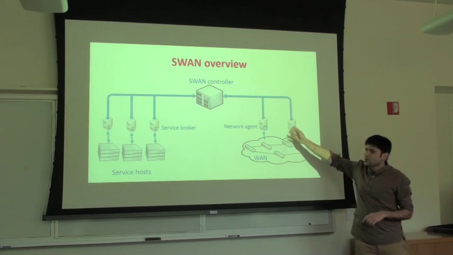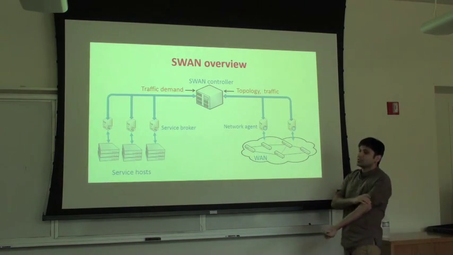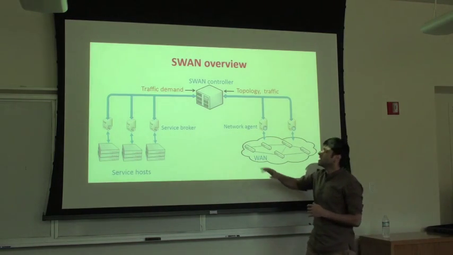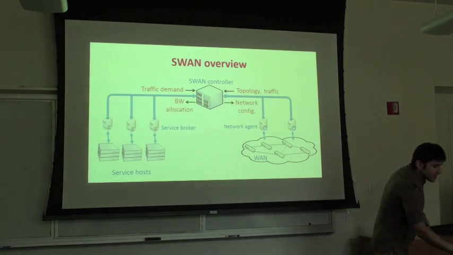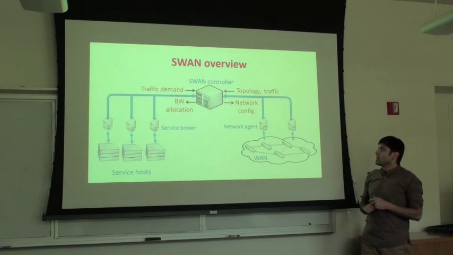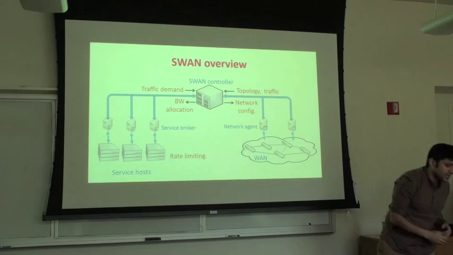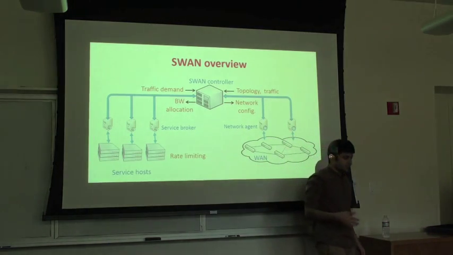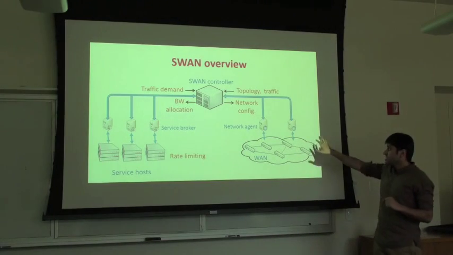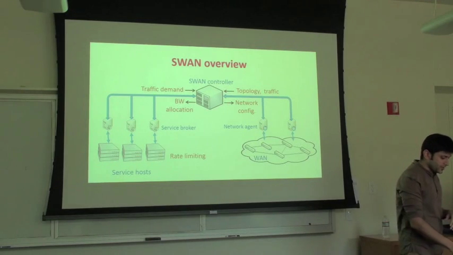And these network agents are the ones that talk to the switches. Essentially, it's a conceptually very simple optimization problem running here: traffic demand comes in, topology and traffic information go in, and what the Swan controller decides is bandwidth allocation and network configuration. Based on the bandwidth allocation, there's rate limiting that happens at the host itself. So this is basically what Swan looks like.